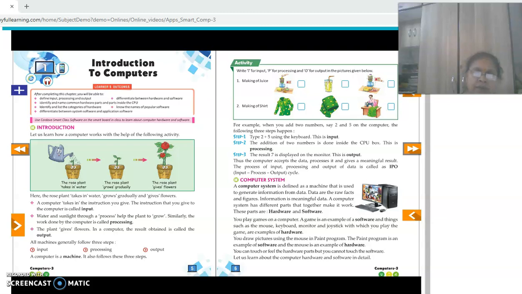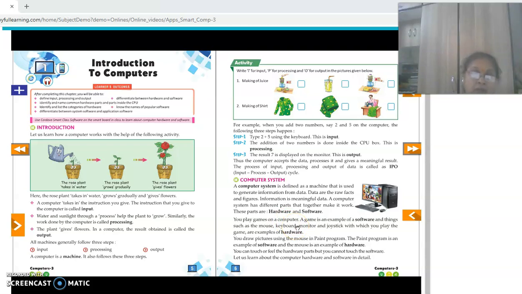Okay, children. I think now you have understood the concept of working of computers, the IPU cycle. Yes? Very good. Should I start the next topic? That is computer system. What is computer system now? Computer system is not a single machine. It is the combination of hardware and software.